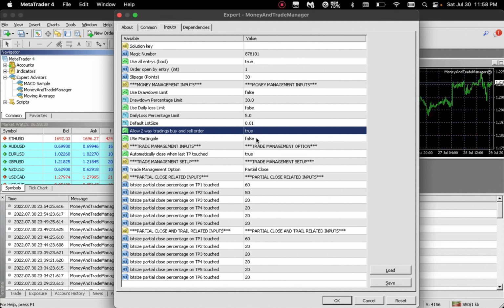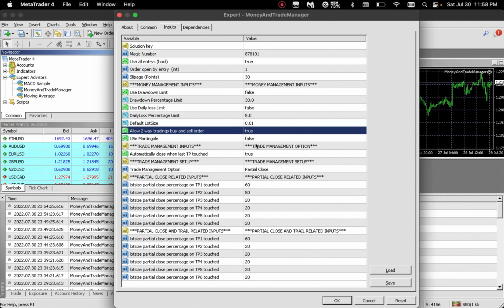I don't recommend using martingale, but we made it because some people like it, so I'm not going to go over it. If you know about martingale, you know. If you don't, you don't. But by default, it's set to false. If you set it to true, you know what you're doing, you know what you're getting into.